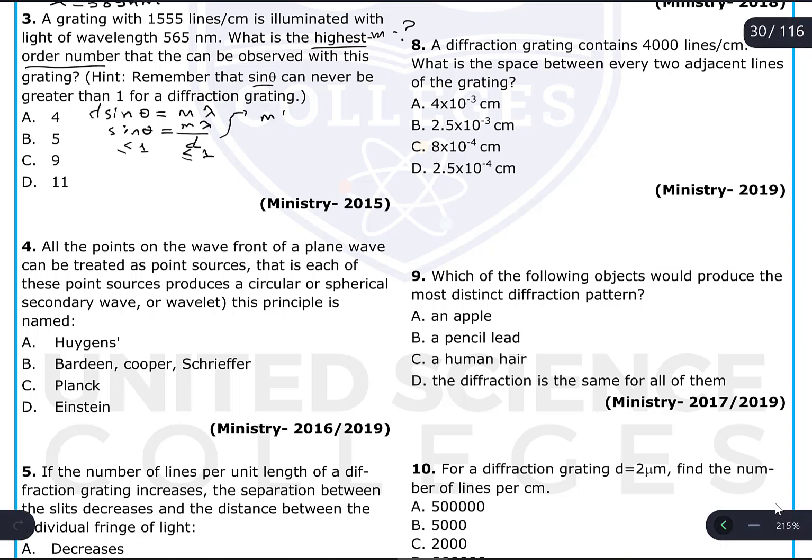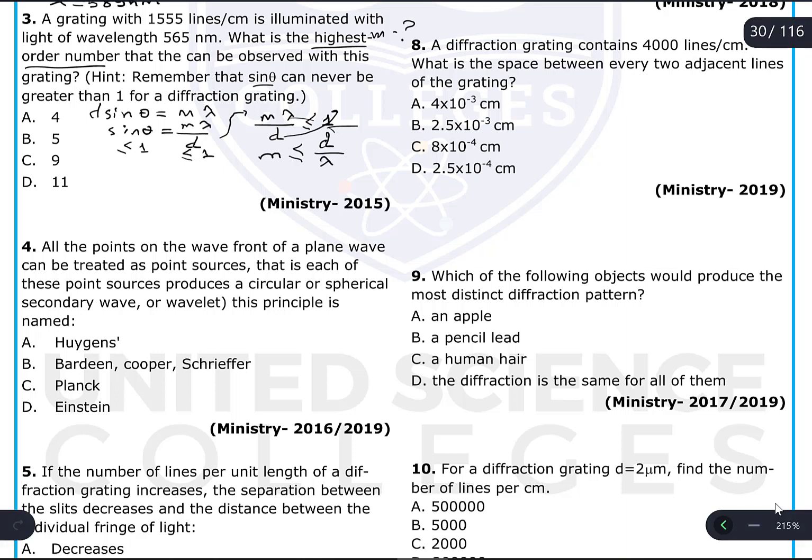So m lambda over d must be less than or equal to 1. This is how we will calculate the m. Let m alone: m is going to be less than or equal to d over lambda, because I will get d in the numerator and lambda in the denominator by cross product. M is going to be less than or equal to d over lambda.